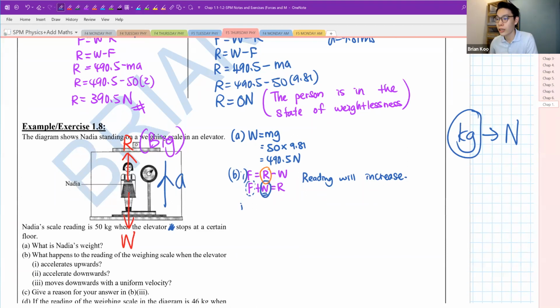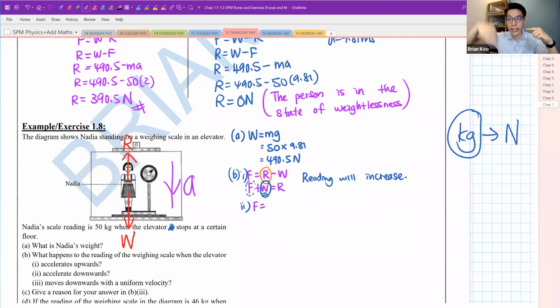Number 2. What will happen if Nadia accelerates downwards? Now we change the situation. If it accelerates downwards, which is the stronger force? It is going down faster and faster, which means the force pulling it down is the stronger one. That's why it can accelerate faster going down. W is the stronger one. So for the resultant force, you need to keep asking yourself, which is stronger? Where is it accelerating towards? That is the stronger force.